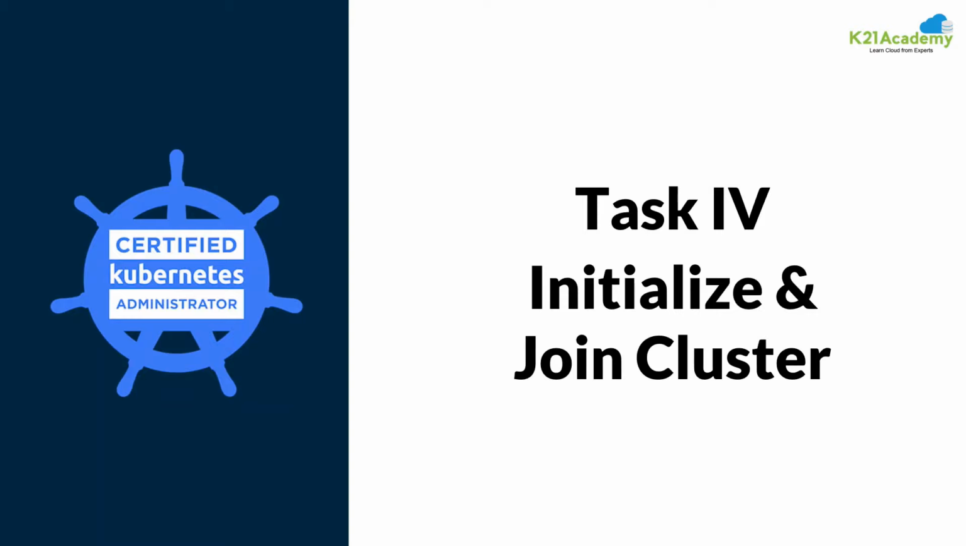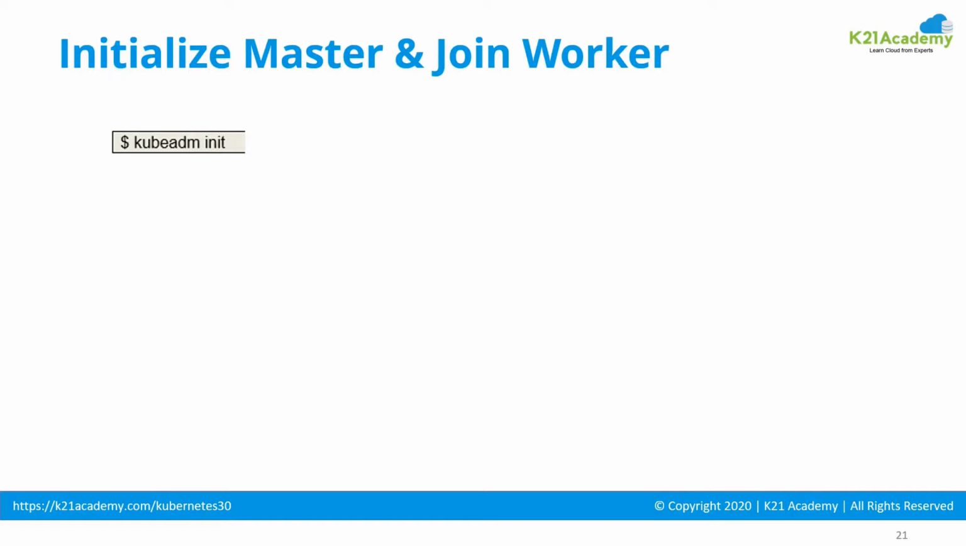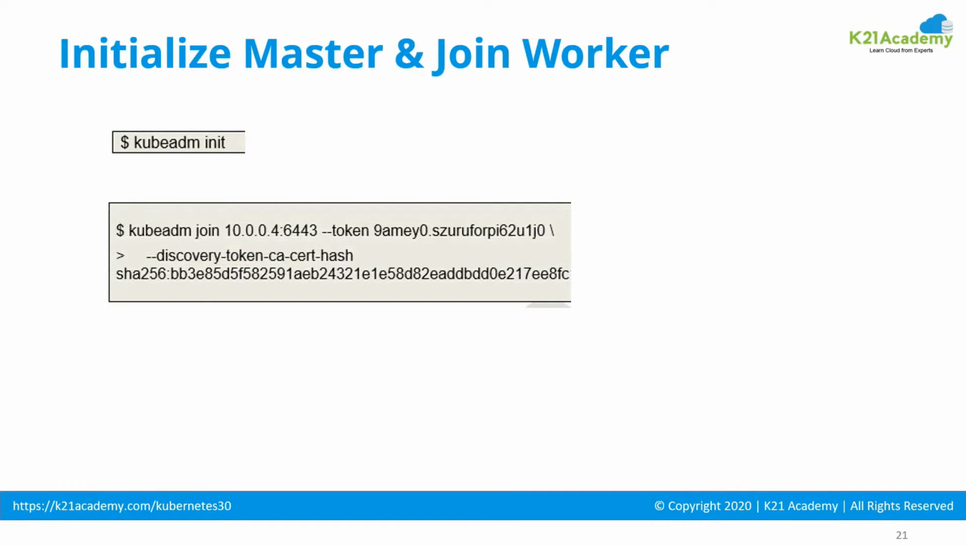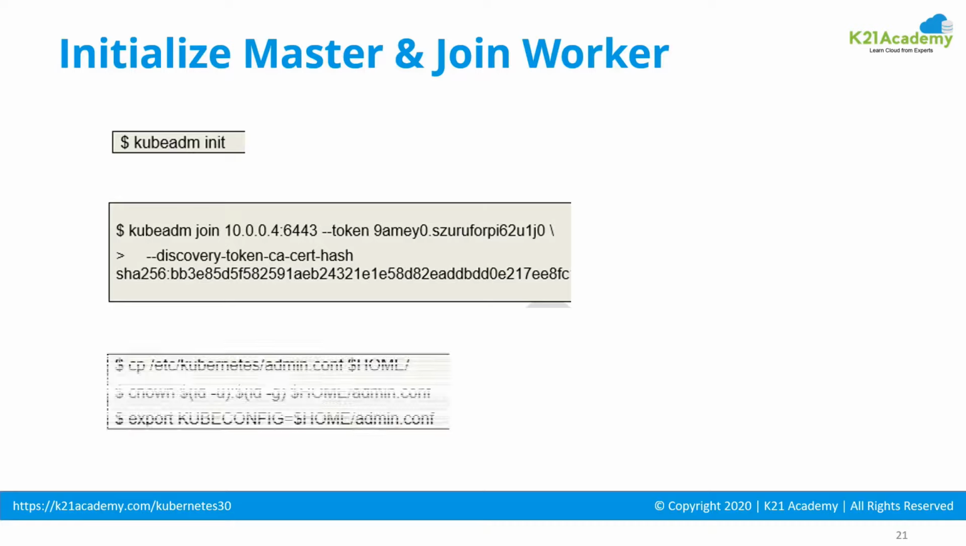And so we'll run kubeadm init, which will initialize the cluster on the master node. Then we'll get a join command in the output, which we will run on the worker node so that my worker node can talk to the master node. And then it will generate a config file, admin.conf. That will be my kube config.